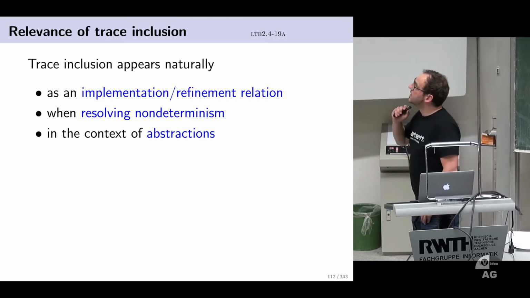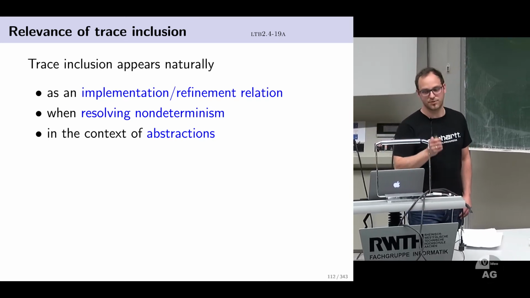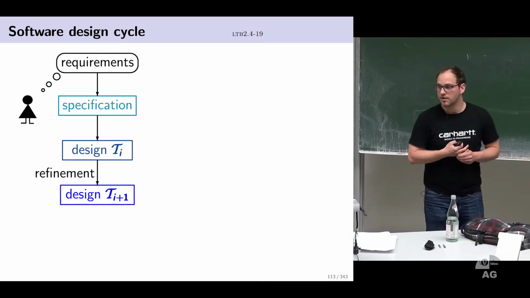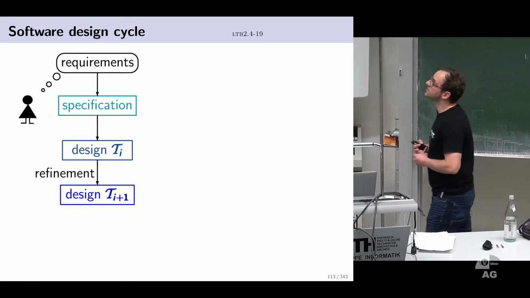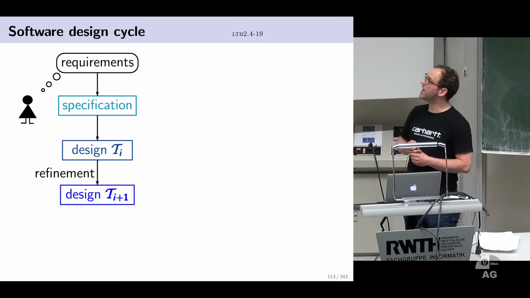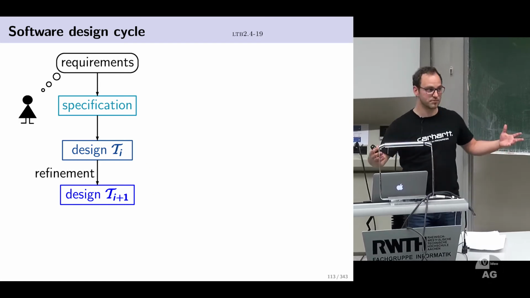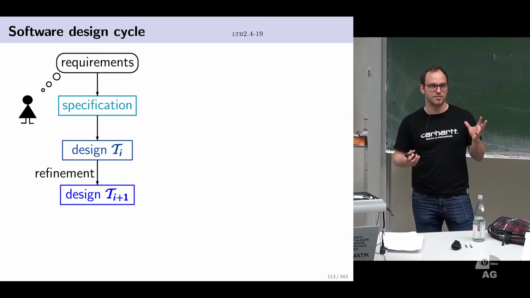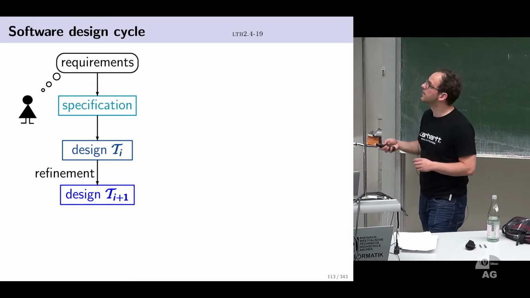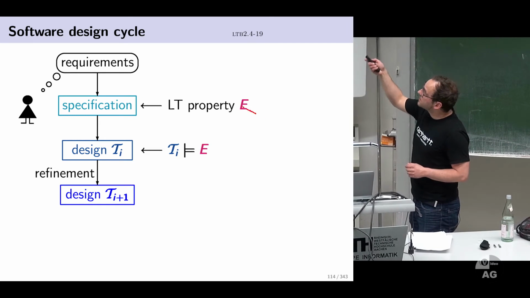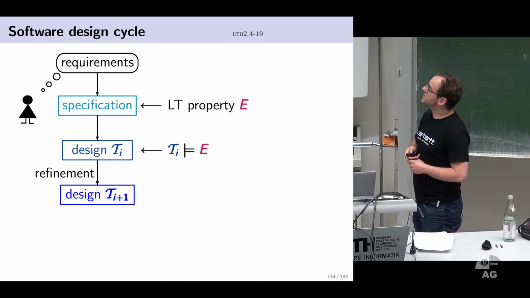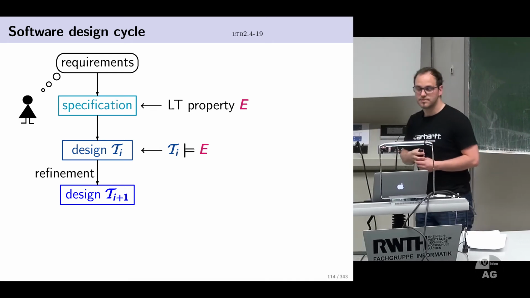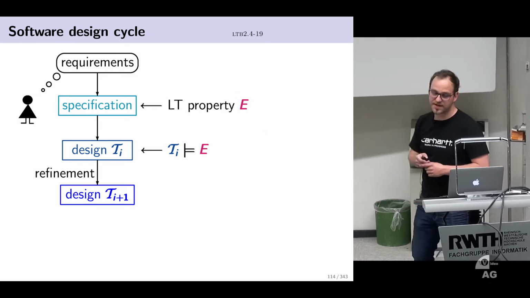And the first one is it appears as an implementation or refinement relation. So let's say you're designing a piece of software, right? First, you're thinking about some requirements, and then you derive a specification from that, and you come up with an initial design TI that maybe allows a lot of behavior, and later on, you see that you want to refine the behavior, you want to restrict it in a certain sense. Well, in our case, the specification is an LT property E, or linear time property E, and say our design TI already satisfies parts of the specification E.